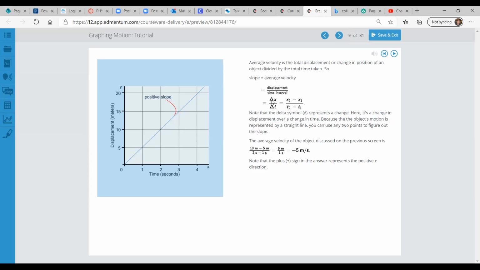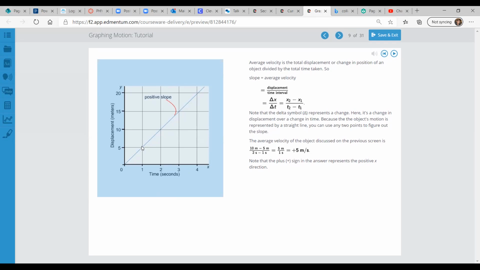So you can take the change in displacement divided by the change in time between any 2 points. Remember that delta, this triangle, means change. Here's the change in displacement over the change in time. The average velocity of the object discussed on the previous screen is 10 meters minus 5 meters divided by 2 seconds minus 1 second. So it's taking this point and this point.